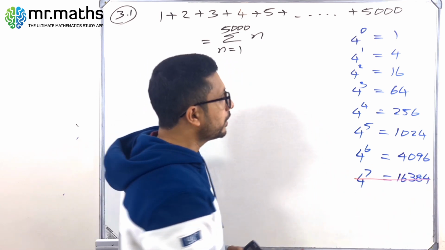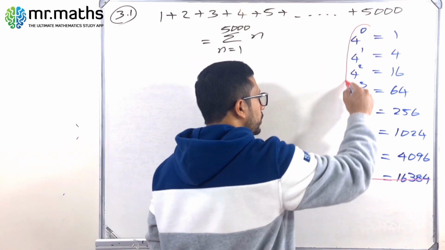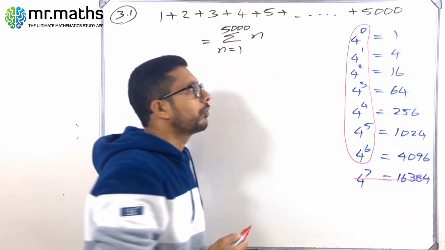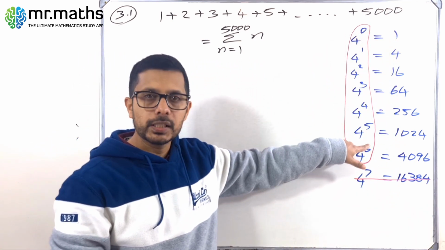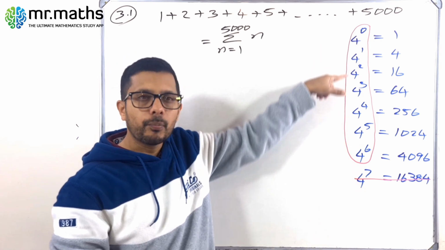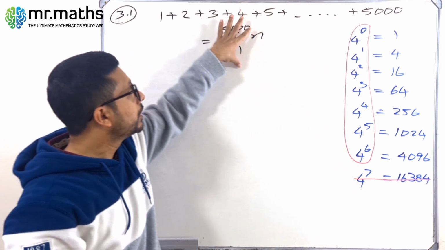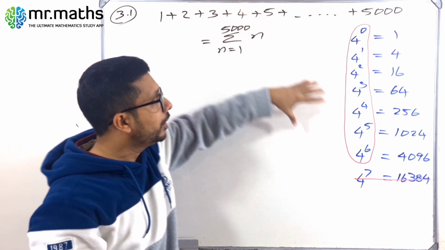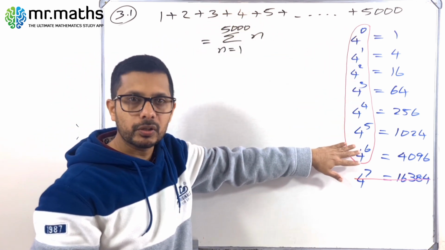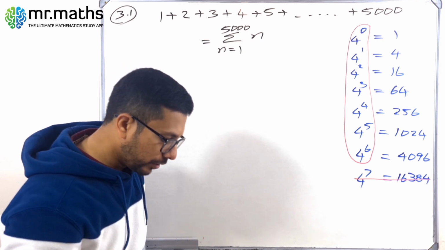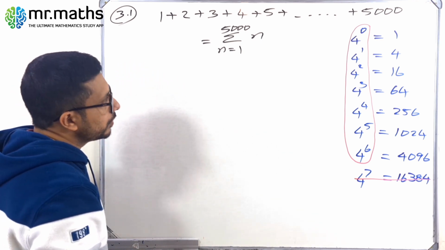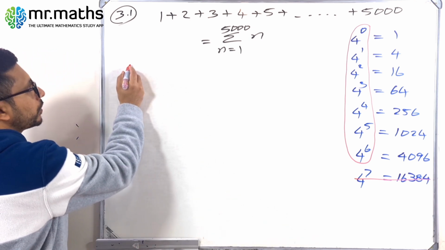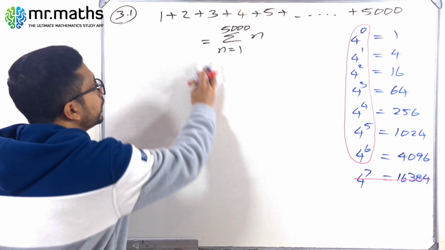So it means that we have to remove these powers of 4, from 4 raised to 0 to 4 raised to 6. We have to remove the sum of these from this sequence. Do you understand? From this sigma notation we have to remove the sum of these. So how can we write the sum of powers of 4 raised to 0? So here let me write this one.